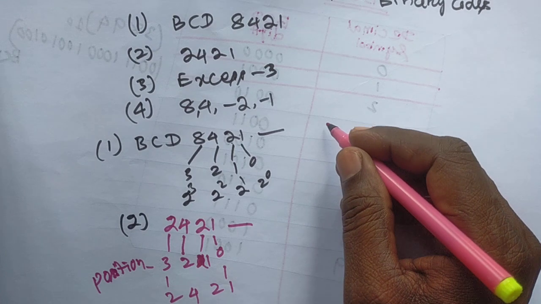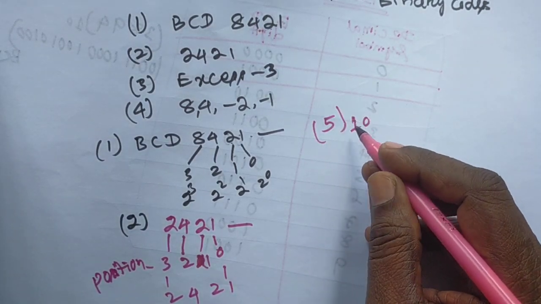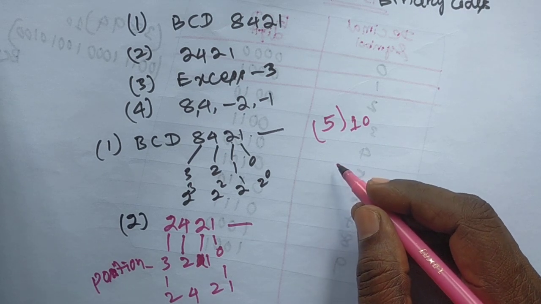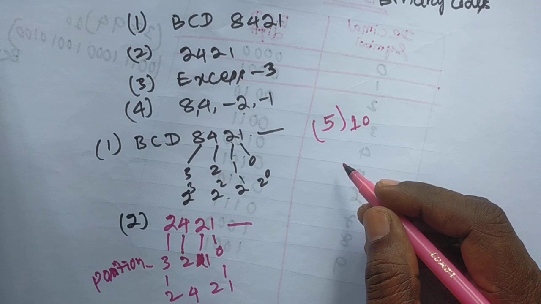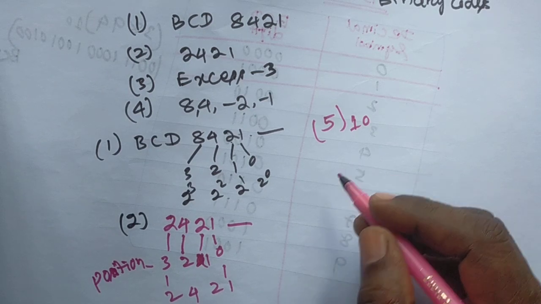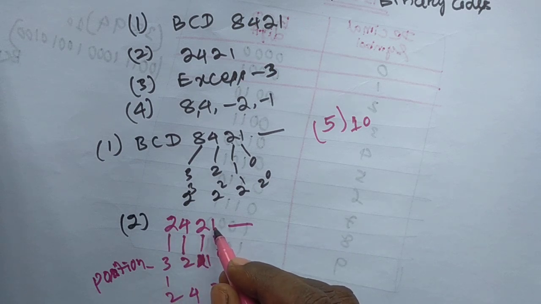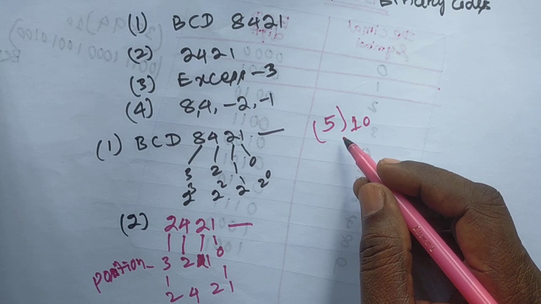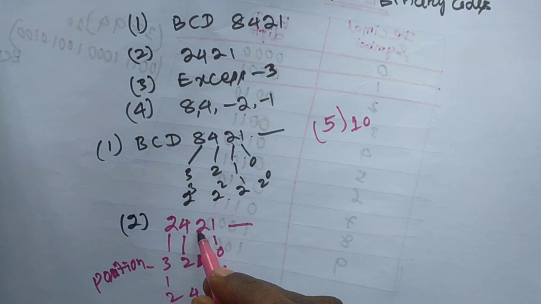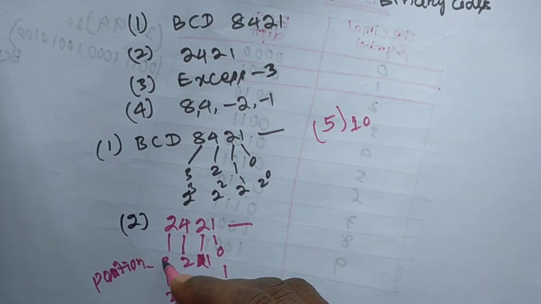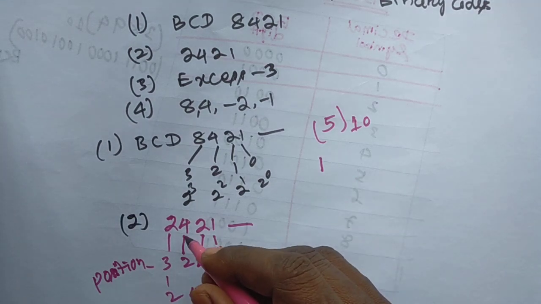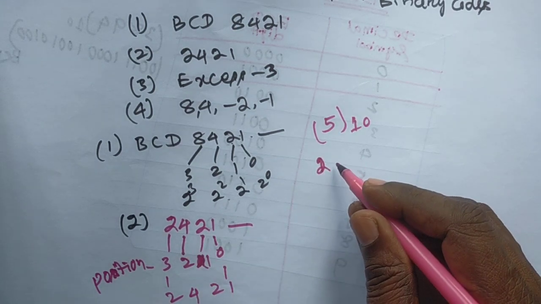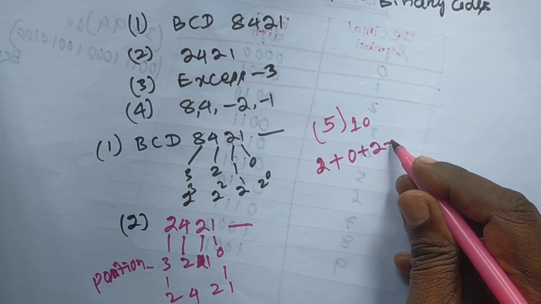For example, the decimal number is 5, base 10. Whenever I convert it to 2421 base, we see 2421 is mentioned in a very simple way. 5 means we have to see which positions it will occupy. So we write 2, 2, 1 here: the 2 in the third position, the 1 in the first position, and the second position is not there. So first 2, plus 0, plus 2, plus 1, which is equal to 5.